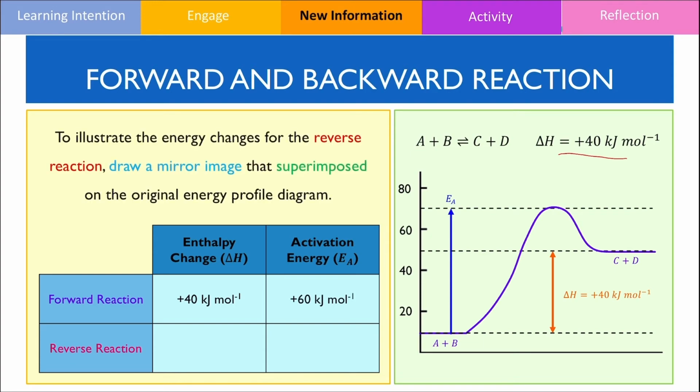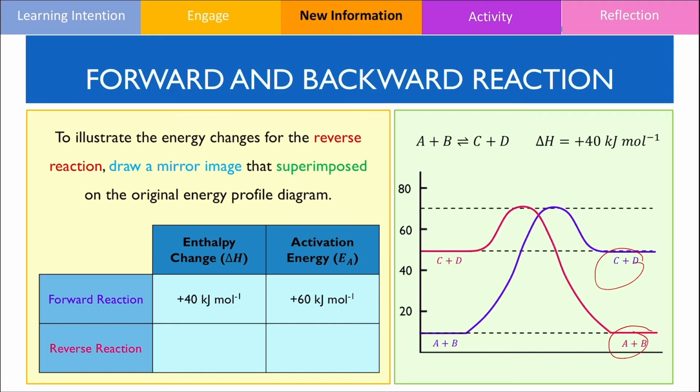To illustrate the energy changes for the reverse reaction, you want to first draw a mirror image that is superimposed on the original energy diagram. This means that you want to draw a mirror image that overlaps over the existing diagram. Some people can readily visualize the mirror image. However, if you cannot readily visualize it, you should be able to recognize that C and D are now the reactants for the reverse reaction and have an enthalpy of 50 kilojoules per mole, whereas the products A and B have an enthalpy of 10 kilojoules per mole based on the original diagram. From there, we can simply draw a hill, and this will give us the correct energy profile for the reverse reaction. For now, I'm going to erase the diagram of the forwards reaction to make it easier to interpret.